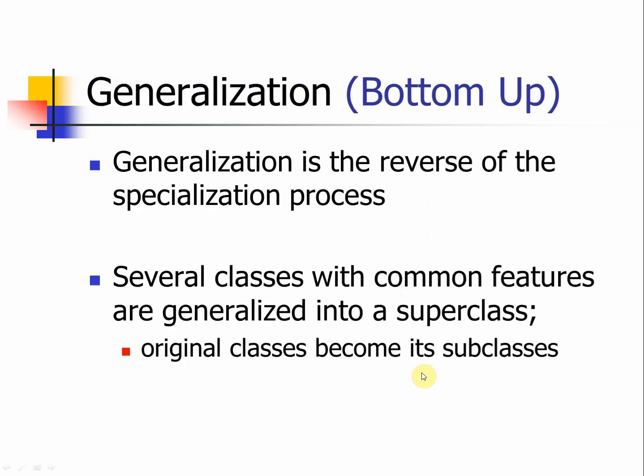On the other end, this is what we call the bottom-up approach. Generalization is the reverse direction of specialization. Several classes with common features are generalized into a superclass. So when that is happening, if you merge 2 or 3 different things into a superclass, then the original classes become subclasses. Let's take a look at an example.